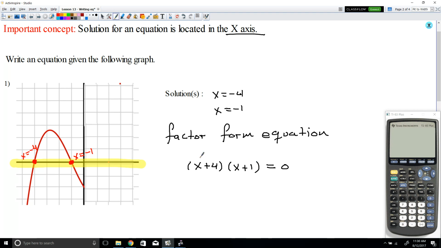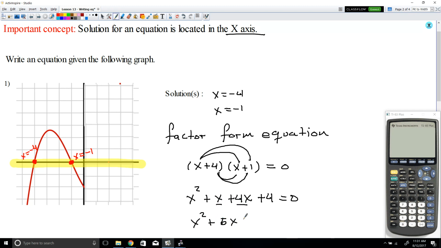To properly simplify it, or at least write it in the regular form that you know, we're going to distribute. x times x is x squared. x times 1 is just x. We're going to distribute this: 4 times x is 4x. 4 times 1 is 4. Still equal to 0. Now we simplify by combining like terms: x squared plus 5x plus 4 equals 0.